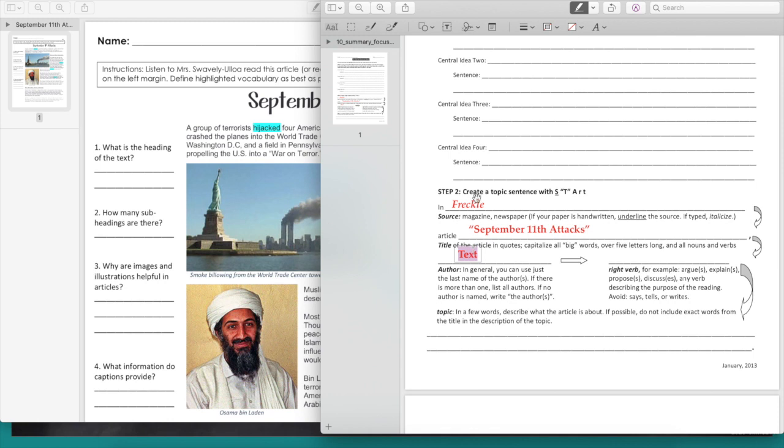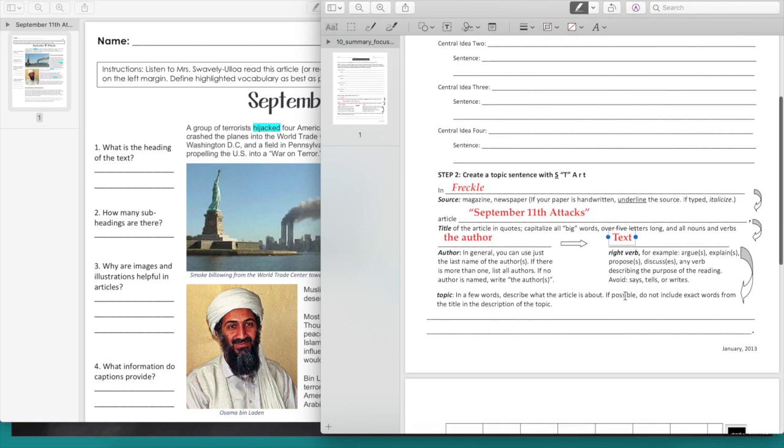So again, going back, in Freckle, article September 11th attacks, the author, okay, so we're going to pick a verb here that makes sense. For example, argue, explain, propose, discuss, any verb describing the purpose of the reading. And so we're going to say in Freckle, article September 11th attacks, the author explains.